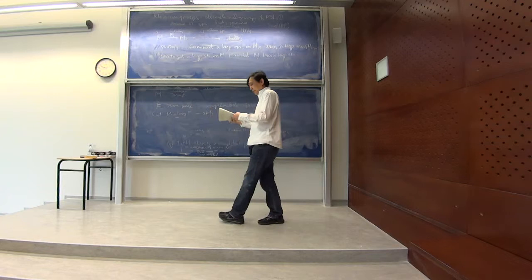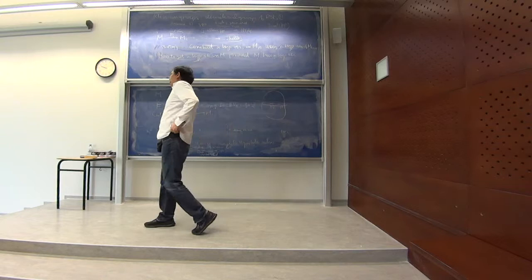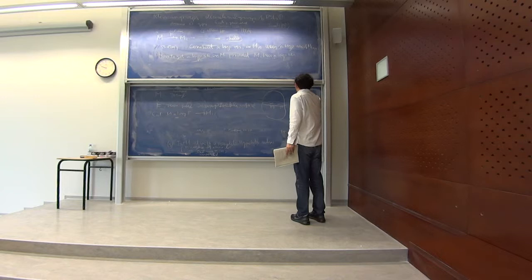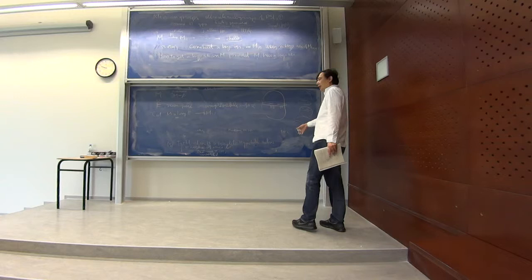So the picture is something like this. You have M, and inside M, you have F, which is incompressible. And by cutting M along F, you get a manifold. It may be disconnected or connected. So it might be something like this. There are two possibilities, depending on whether F is separating or not separating.